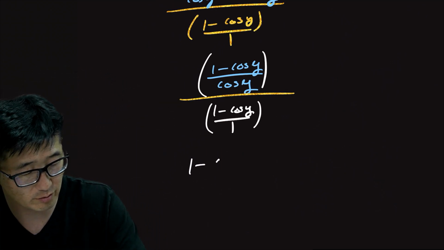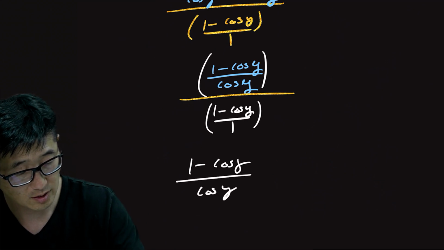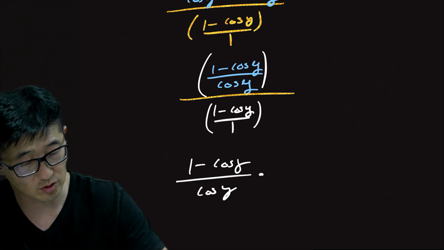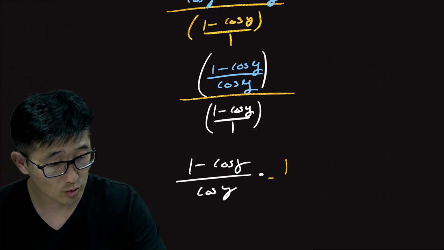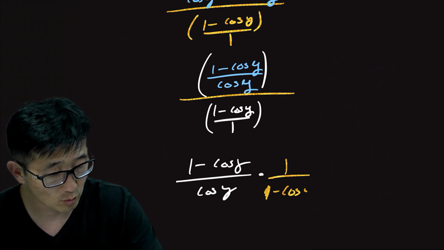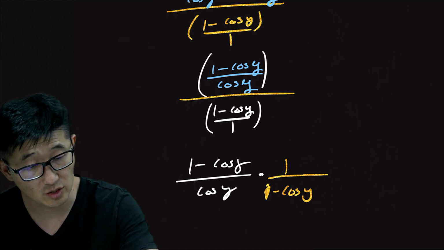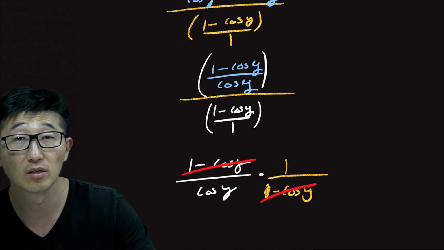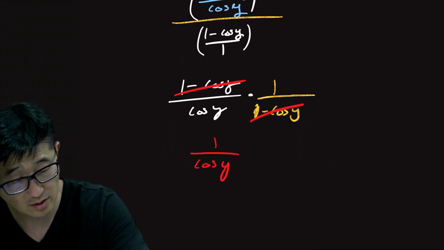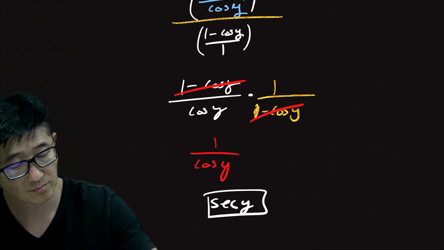Yes. But you want to rewrite it on the bottom like this. Cosine of y times 1 over 1 minus cosine of y. And you notice that these two will cancel out. And you're left with 1 over cosine of y, which becomes secant of what? Secant of y. Yeah, okay.